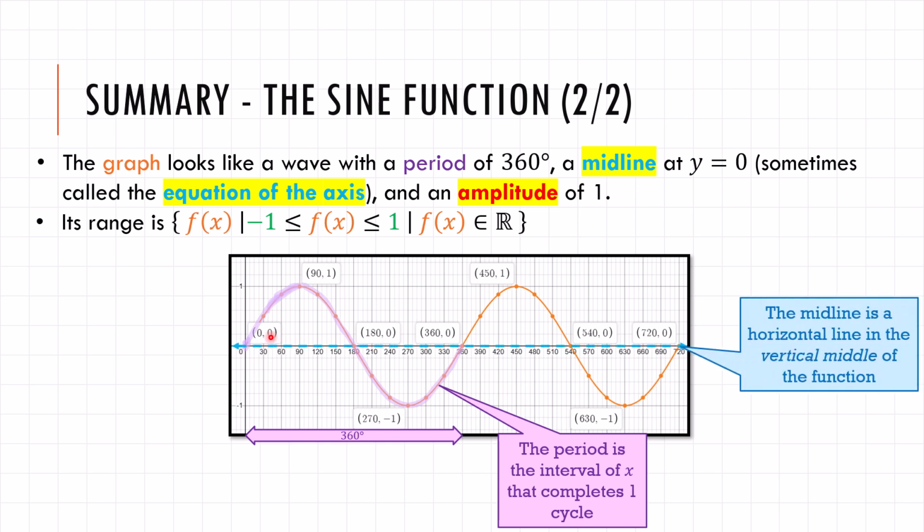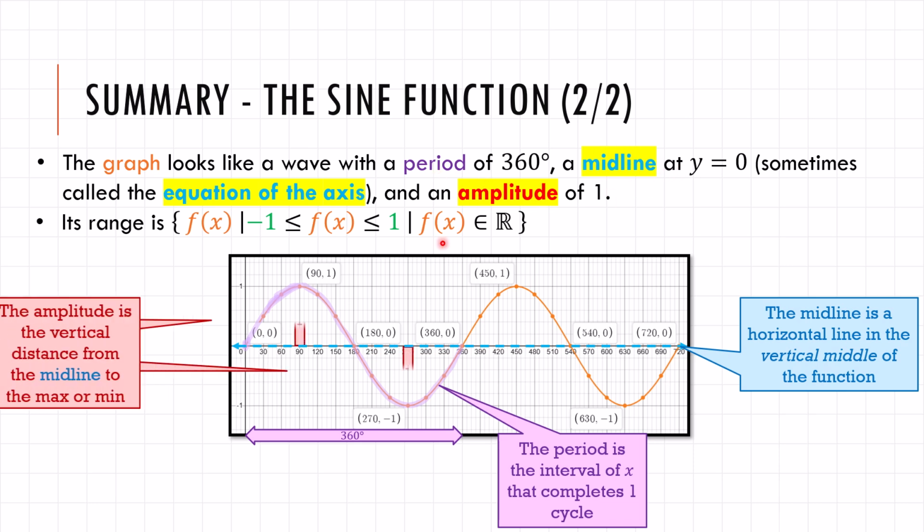Next up, we have the midline, which would be right over here. The midline is a horizontal line that goes through the vertical middle of a function. So basically, for measuring the function vertically, the middle of it, halfway between the maximum and the minimum, that right there is where we put the midline.